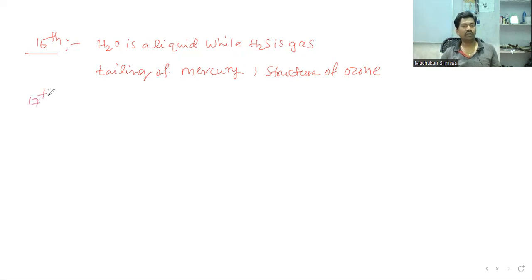Then next, 17th group. In 17th group, what happens when Cl2 reacts with dry slaked lime? How is bleaching powder prepared?